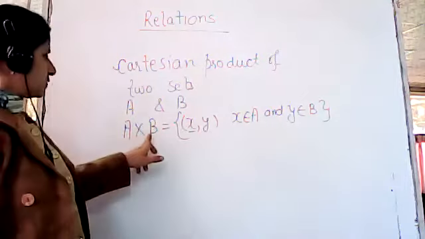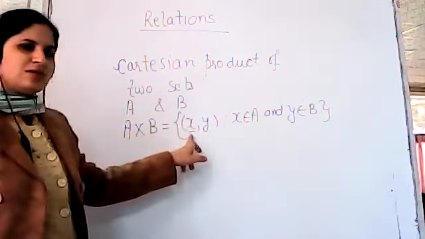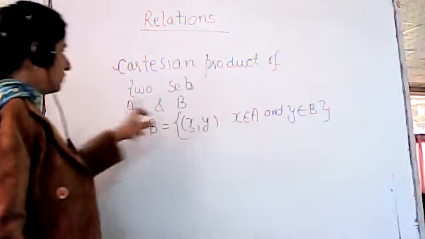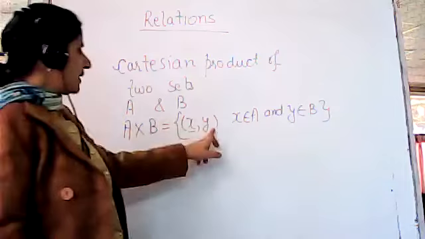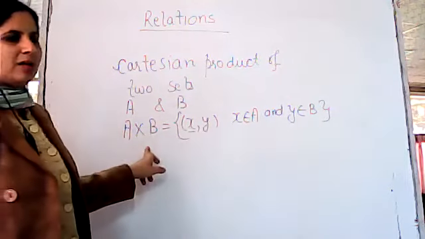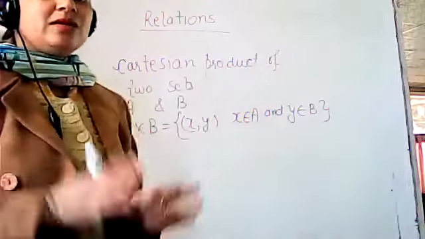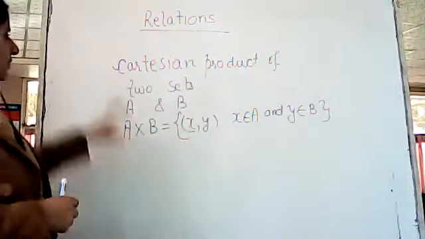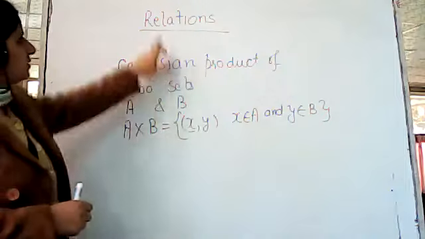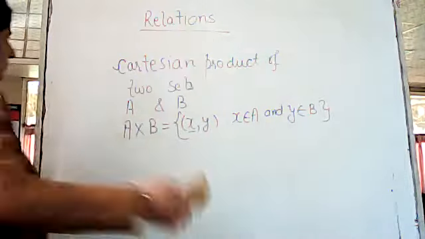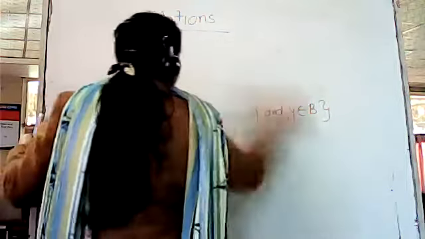So A cross B is basically the collection of all the ordered pairs in which the first element always belongs to set A and the second element comes from set B. So this is the most important definition, that is Cartesian product of two sets. Now, by using this definition, we are going to define the next term, that is relation. So what is relation?